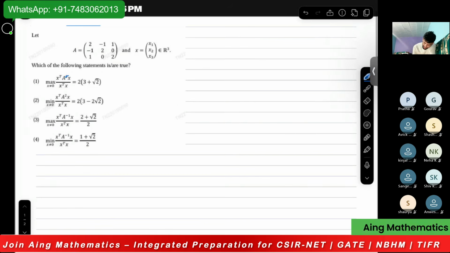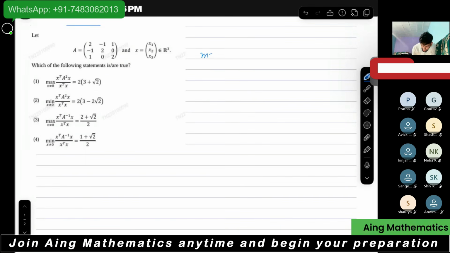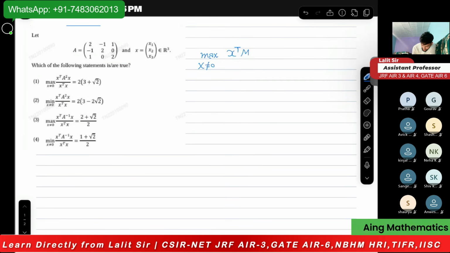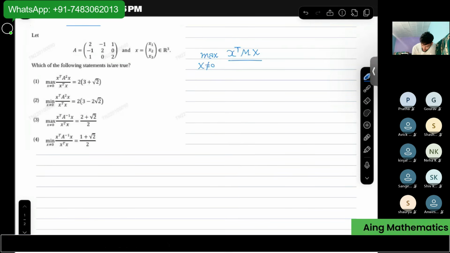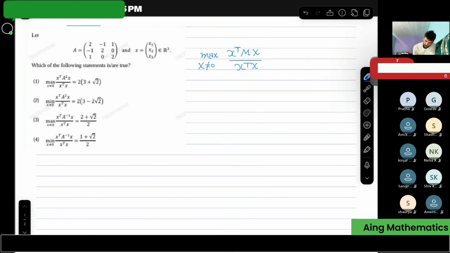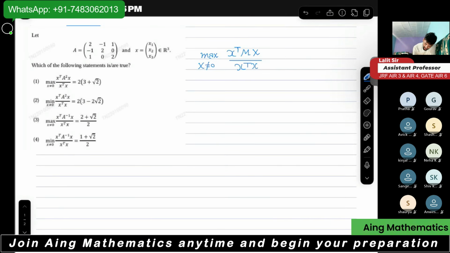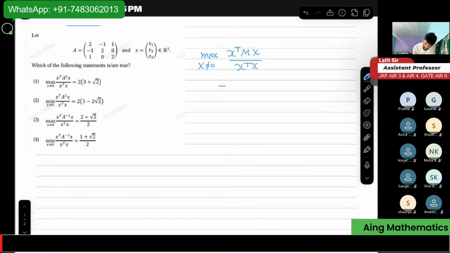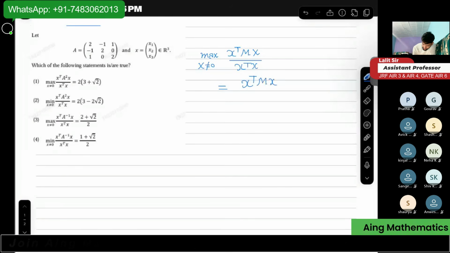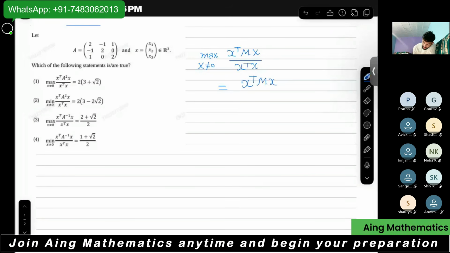So let's start. See, you have to find this. Suppose you want to find this for any matrix: max over X non-zero of X transpose M X over X transpose X, where M is a symmetric matrix. First of all, observe that this is equal to this, because if you divide by norm X square, this is a maximum of a set.